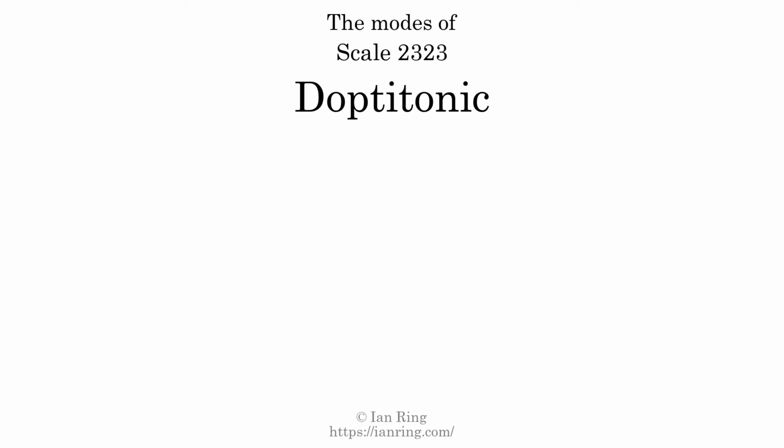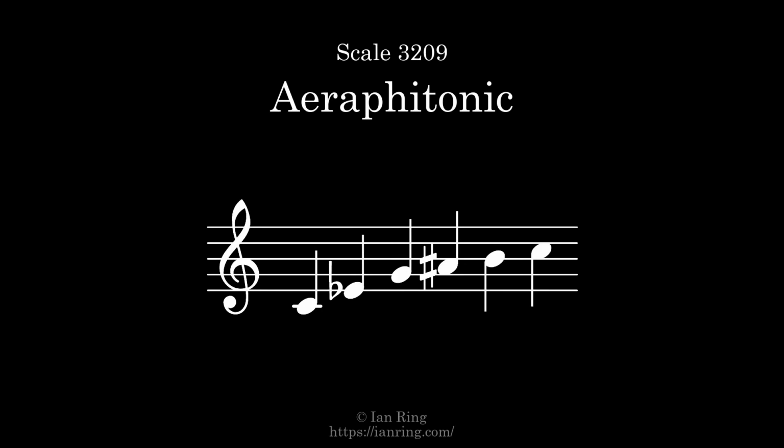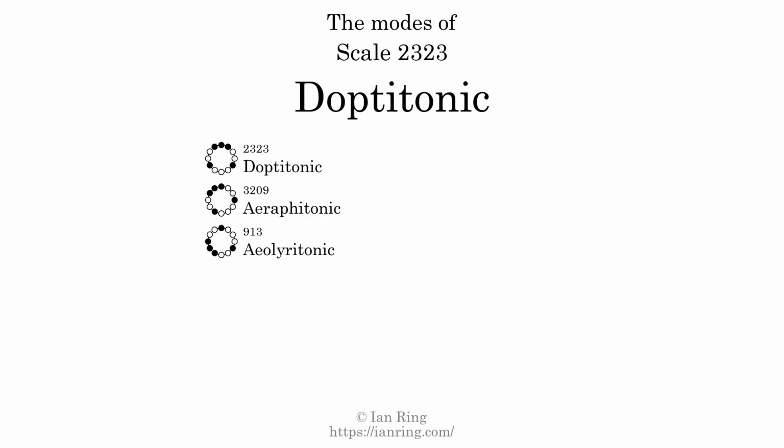This scale has 5 modes. The first mode is itself. The second mode is scale 3209, also known as hemitones. It sounds like this. The third mode is scale 913, also known as hemitones. It sounds like this.